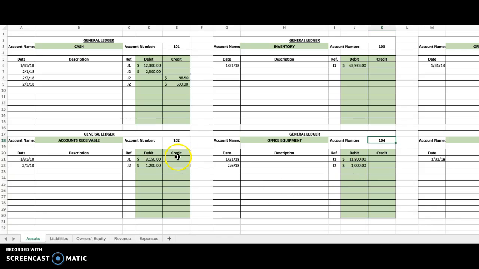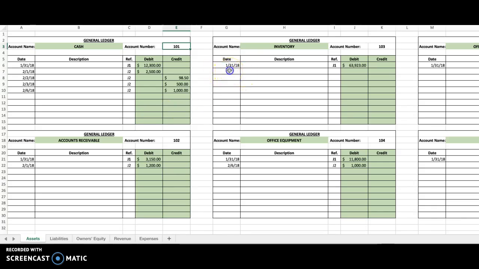We pay cash for this. Again, back to cash. And cash has to go down because we spent some money. And again, J2. And once again, account number 101 goes back into the journal.